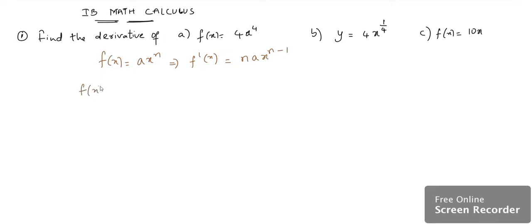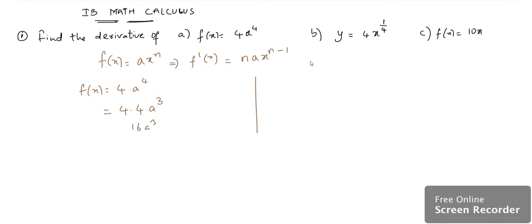Let us take one particular question first, 4 times a raised to 4. You just have to decrease one number in your exponent and multiply by the number given there. So 4 times 4 a raised to 4 minus 1, which is 3, so 4 times 4 is 16, a raised to 3. Isn't it simple? That's how you have to do it.